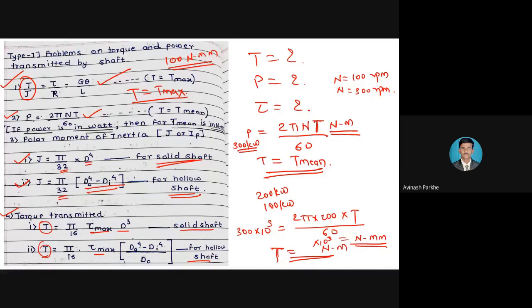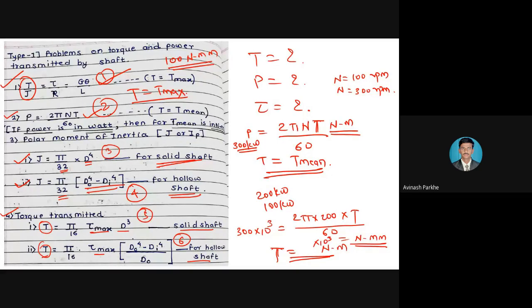So in total, how many formulas are there? Torsion formula number 1, power formula number 2, polar moment of inertia for the solid shaft number 3, polar moment of inertia for the hollow shaft number 4, torque transmission capacity of the solid shaft number 5, and torque transmission capacity of the hollow shaft number 6. These are the 6 formulas we use in type number 1, in which we solve numericals based on the calculation of torque, power, and shear stress. So this is about type number 1.